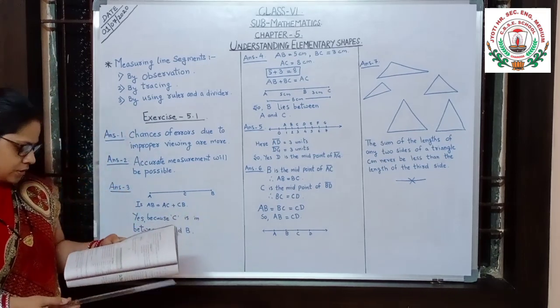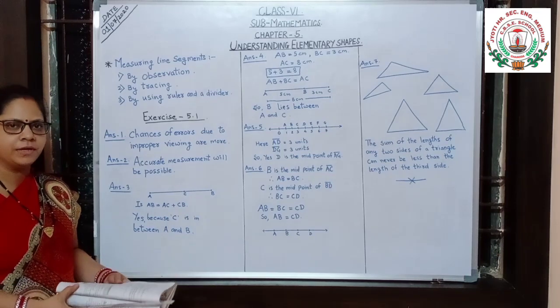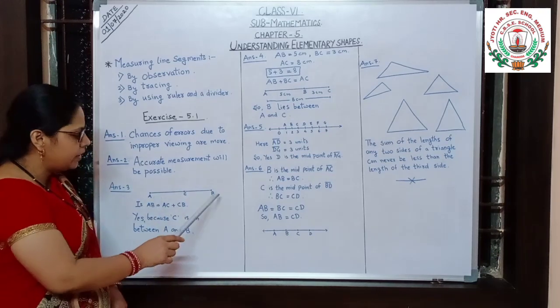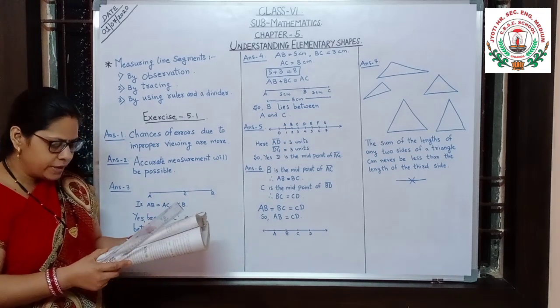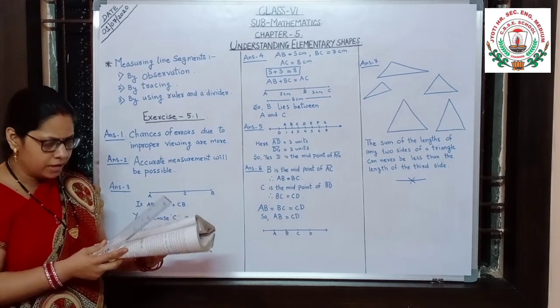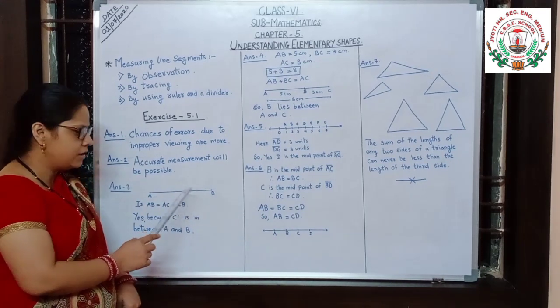Then next question. Draw any line segment, say AB. Suppose we are drawing A to B, line segment AB. Take any point C lying in between A and B. That point C is in between, anywhere in between A and B.